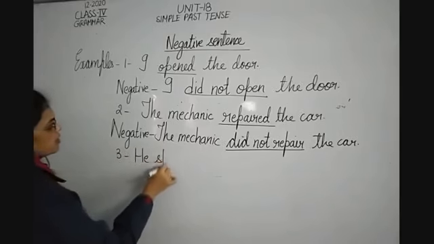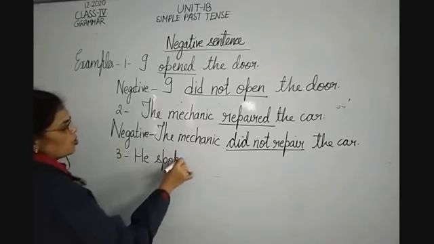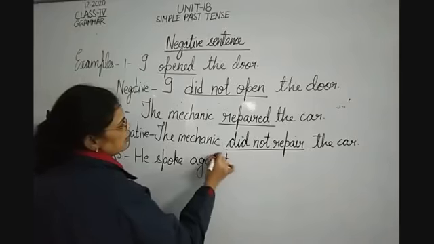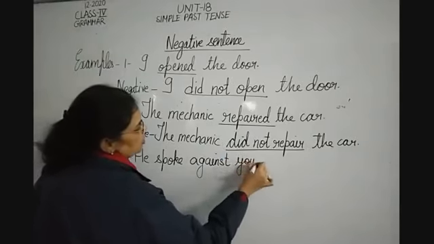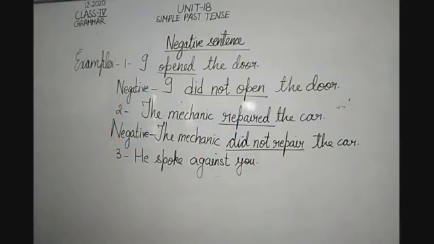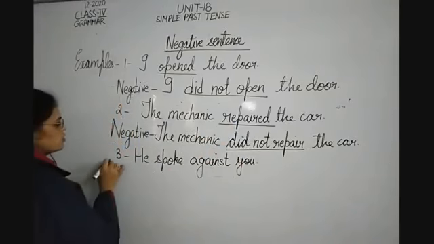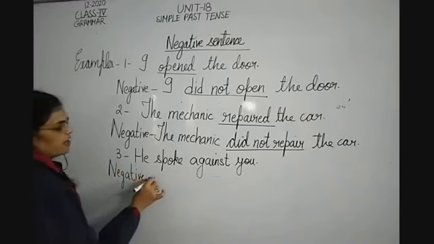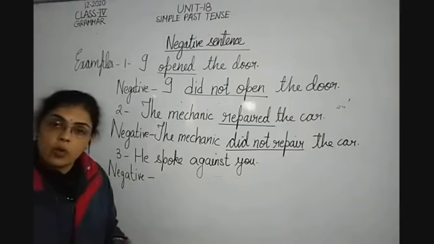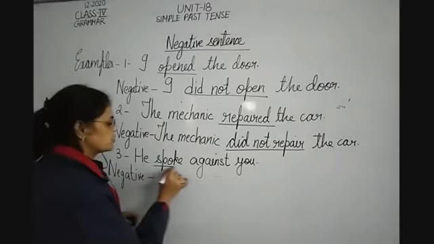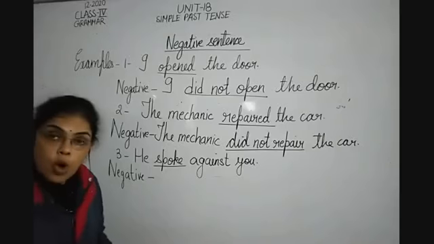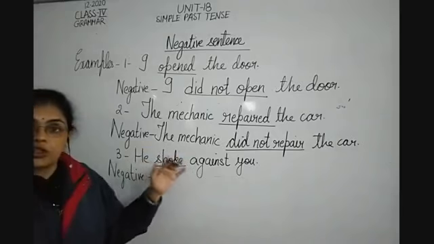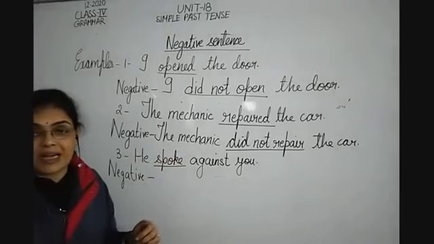He spoke against you. Now this is the sentence. Now you need to change this into negative. So first of all, what are we going to do? You are going to identify and underline the verb. And what is the verb? The verb is spoke, right. Now spoke is in the past form, that is why we have to bring it to the root form. So the root form of spoke is speak.